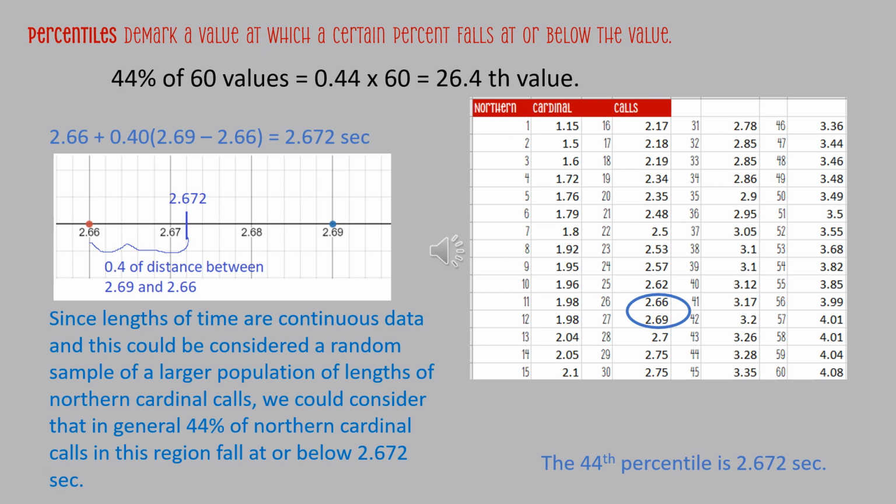So here we're studying lengths of time of bird calls, and that is continuous data. And this could be considered a random sample of a very large population of bird calls. We could state that in general, 44% of northern cardinal calls in this region fall at or below 2.672 seconds.